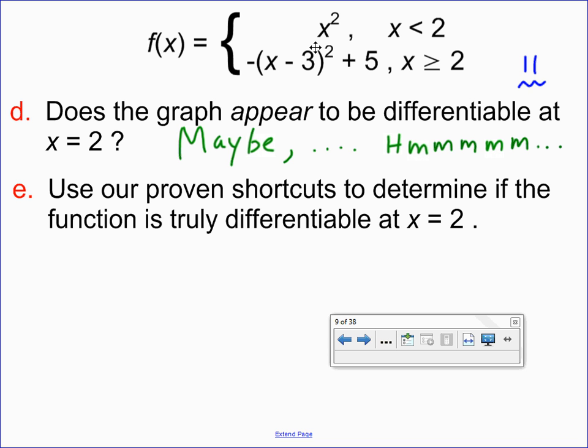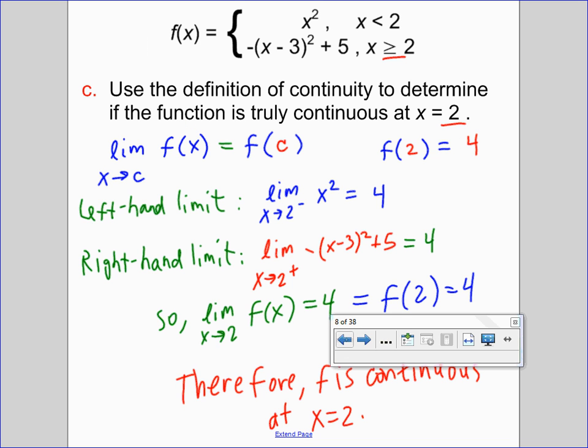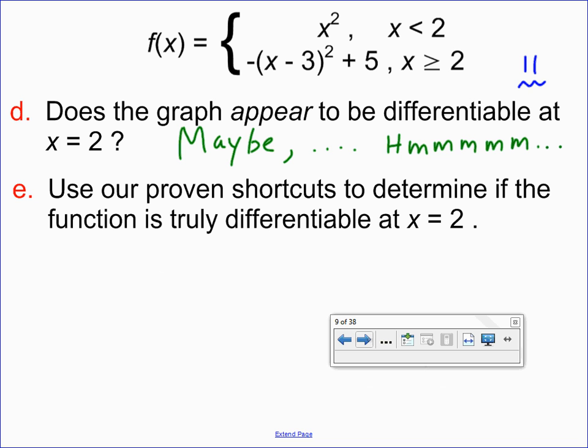Let's use our proven shortcuts to determine if the function is truly differentiable. In order to be differentiable, we must have continuity, because otherwise we wouldn't have a place to attach the tangent line. We don't know where to attach the tangent line if we don't have continuity. Do we have continuity? In great detail, we've proven the continuity. So now we just need what to be true to be differentiable at x equals c?